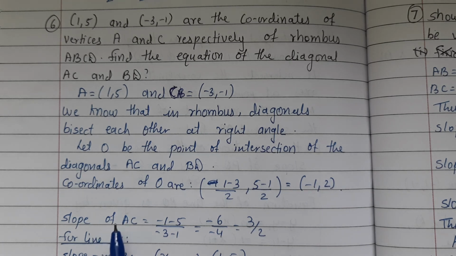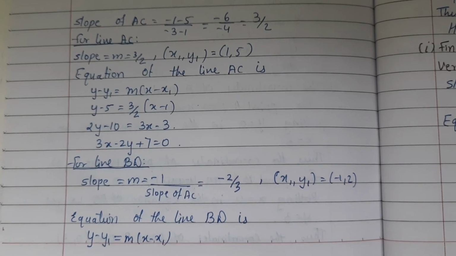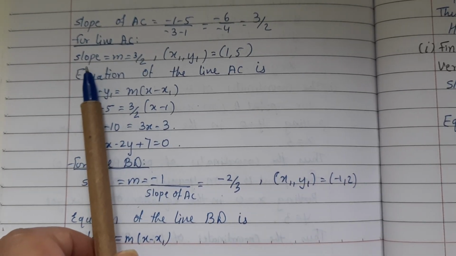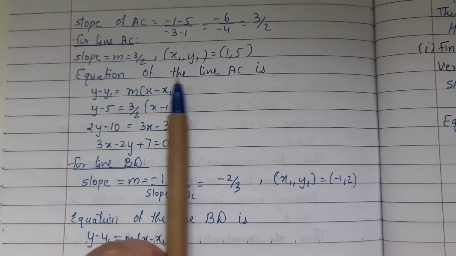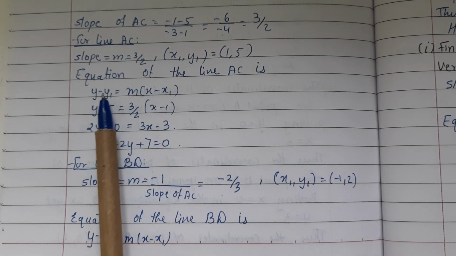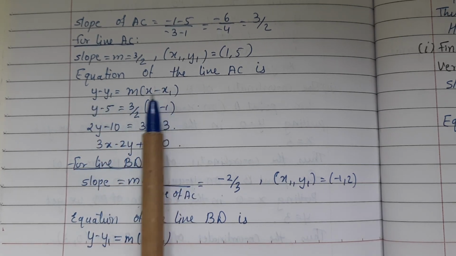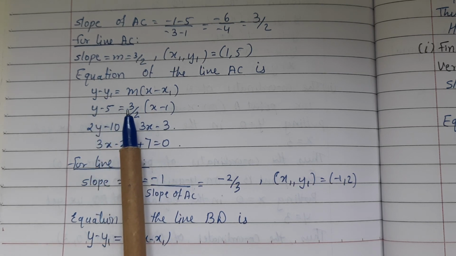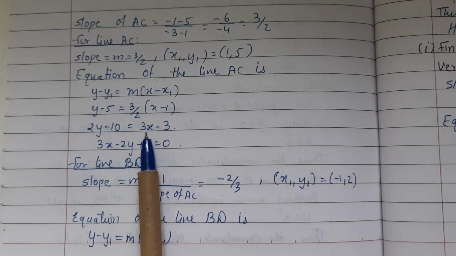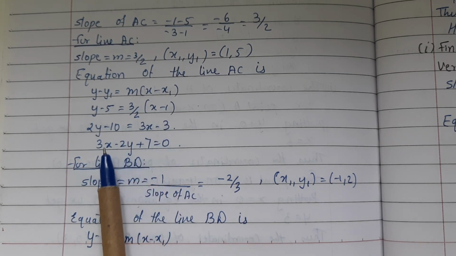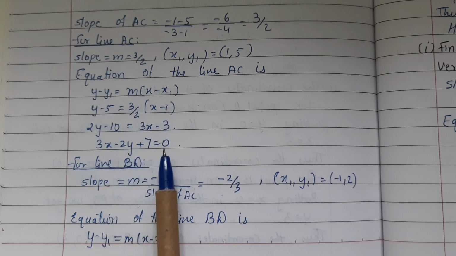Slope of AC equal to minus 1 minus 5 upon minus 3 minus 1 equal to minus 6 upon minus 4 equal to 3 upon 2. For line AC, slope m equal to 3 upon 2, x1, y1 is 1, 5. Equation of the line AC is y minus y1 equal to m into x minus x1. y minus 5 equal to 3 upon 2 into x minus 1, 2y minus 10 equal to 3x minus 3, 3x minus 2y plus 7 equal to 0.